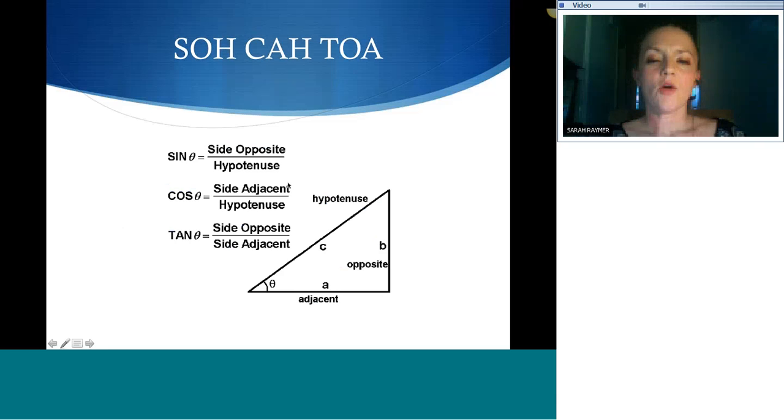Now we know which lines, we can define which side is what. This is just what I was reading with the mnemonic. Sine is the opposite over the hypotenuse, Cosine of an angle is adjacent over hypotenuse, and tangent is opposite over adjacent.